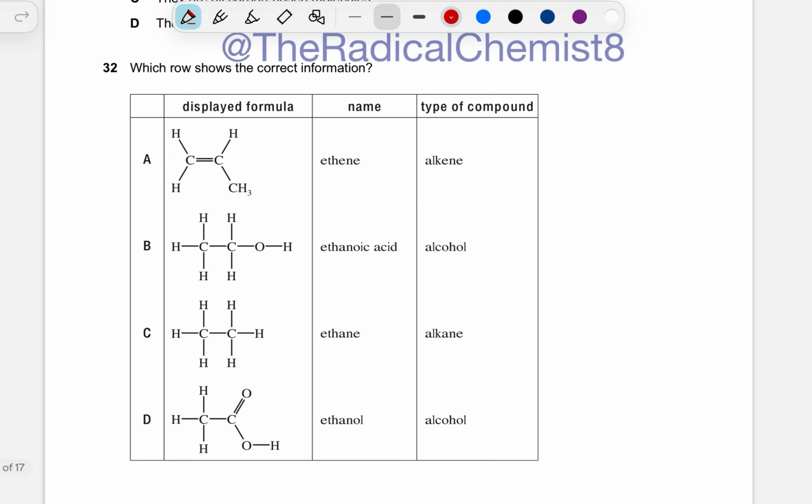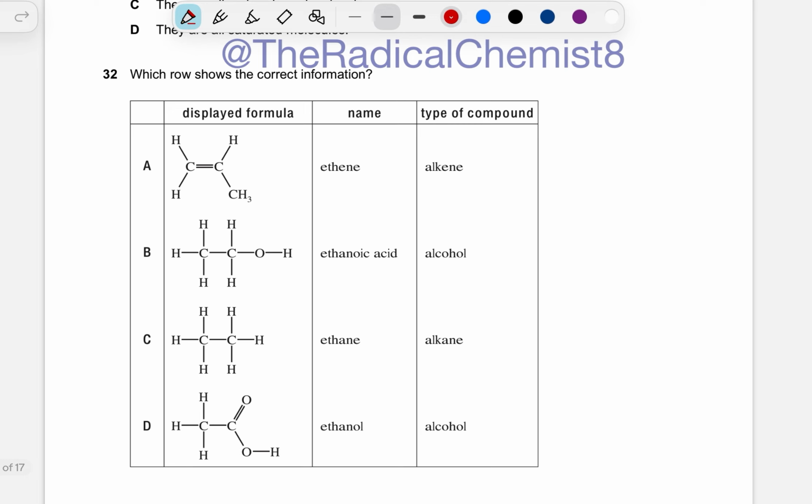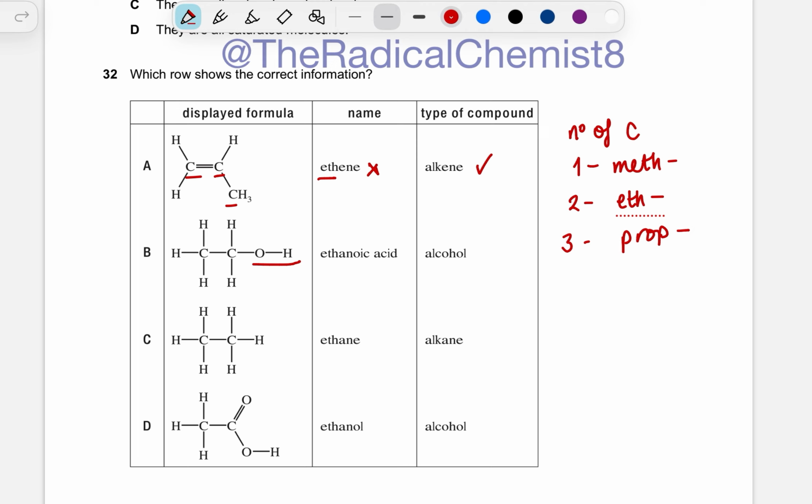Which row shows the correct information? So firstly, A is an alkene and it says it is ethene. Well, remember, you have different prefixes, gives you information about the number of carbons. So here we've got 1, 2, and 3 carbons. So number of carbons. 1 would be meth, 2 would be eth, 3 would be prop. So in this case, this is wrong. This would be propene. Next one, OH functional group is alcohol.